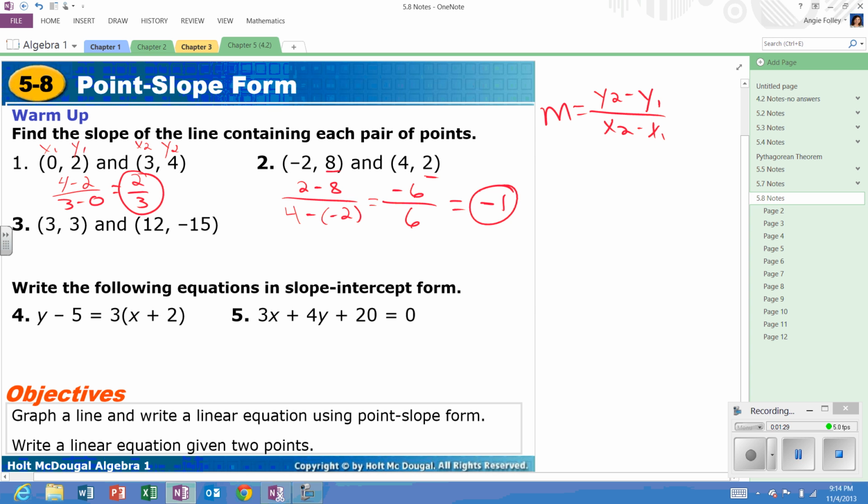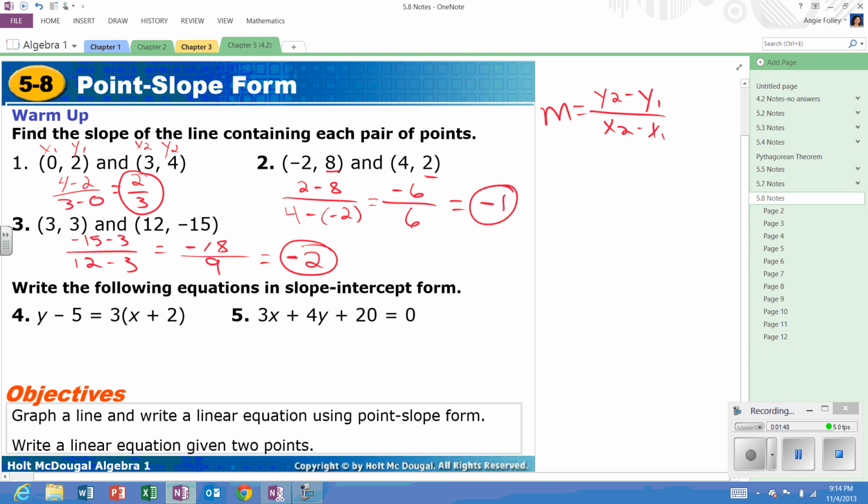Okay, and our last one, we're going to do negative 15 minus 3 over 12 minus 3. That comes out to negative 18 over 9. Negative 18 divided by 9 is equal to a negative 2.